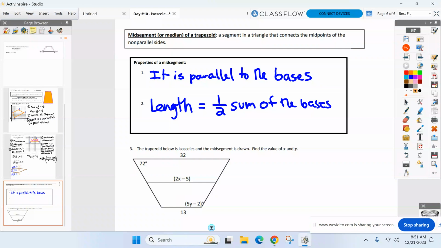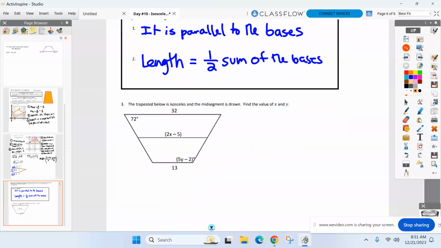And here's how we'll end class. I will give you as much time as needed in your groups to work on problem number 3 to find x and y. But a little heads up: the trapezoid below is isosceles, so you have some properties you can work with. This segment here is the mid-segment. Keep in mind it's isosceles. Go ahead, talk it over in your group.